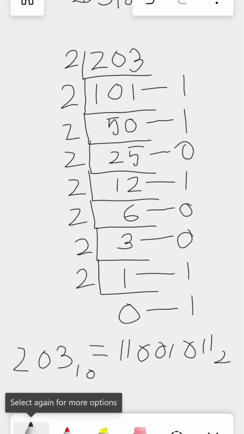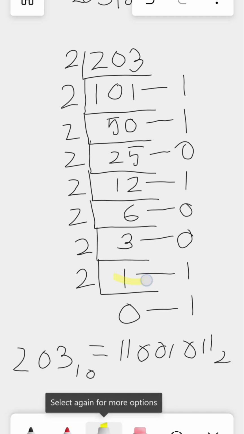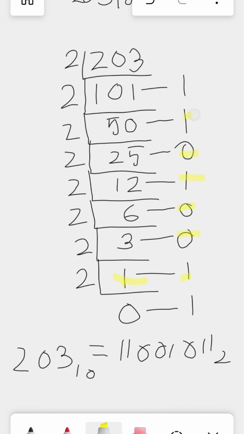To convert any decimal number into binary, we simply divide the number by 2 and write the remainders on the right hand side. We continue the division until we get 0 or 1. For example, this division we can stop here also, where 1 is there, and then we write the answer this way: 11001011. But as we did one more step, we can directly write the answer this way.